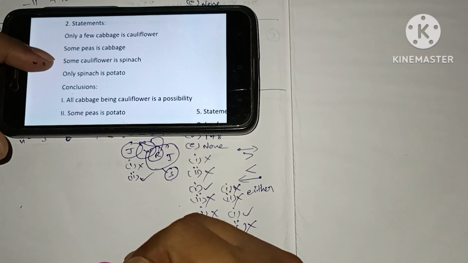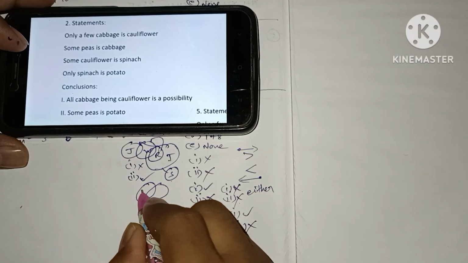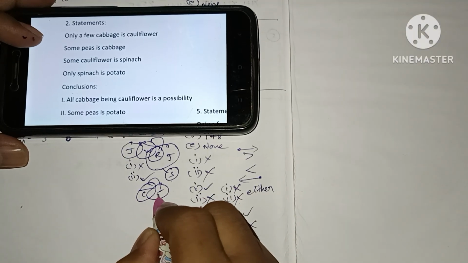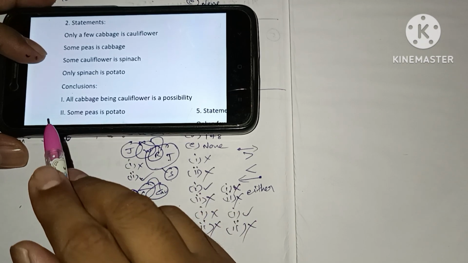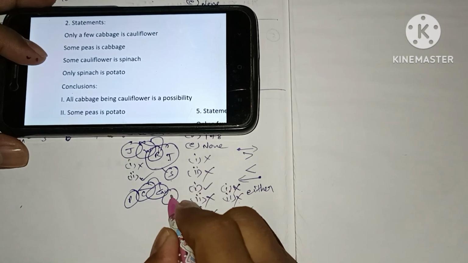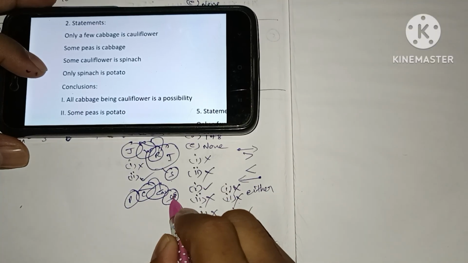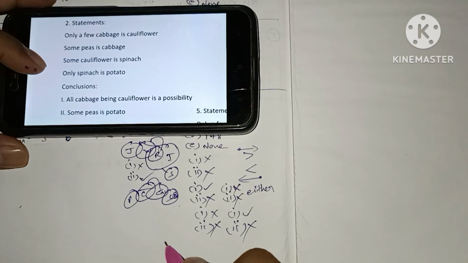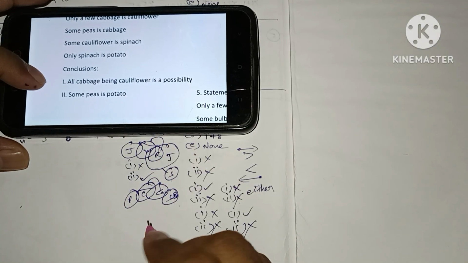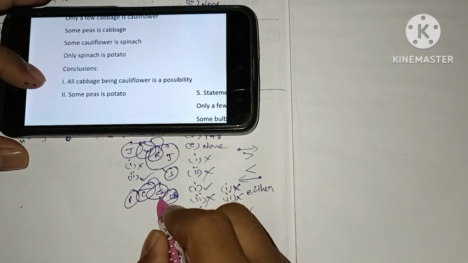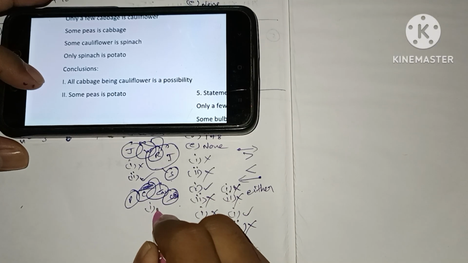Next, second statement. Only a few cabbage is cauliflower. Some piece is cabbage. Some cauliflower is spinach. Only spinach is potato. So potato is inside spinach and doesn't share with anything except spinach. Now let's see conclusions. All cabbage being cauliflower is a possibility. All cabbage can be placed inside cauliflower. Is it possible? No, it is not possible because of this part. So first conclusion will be false.